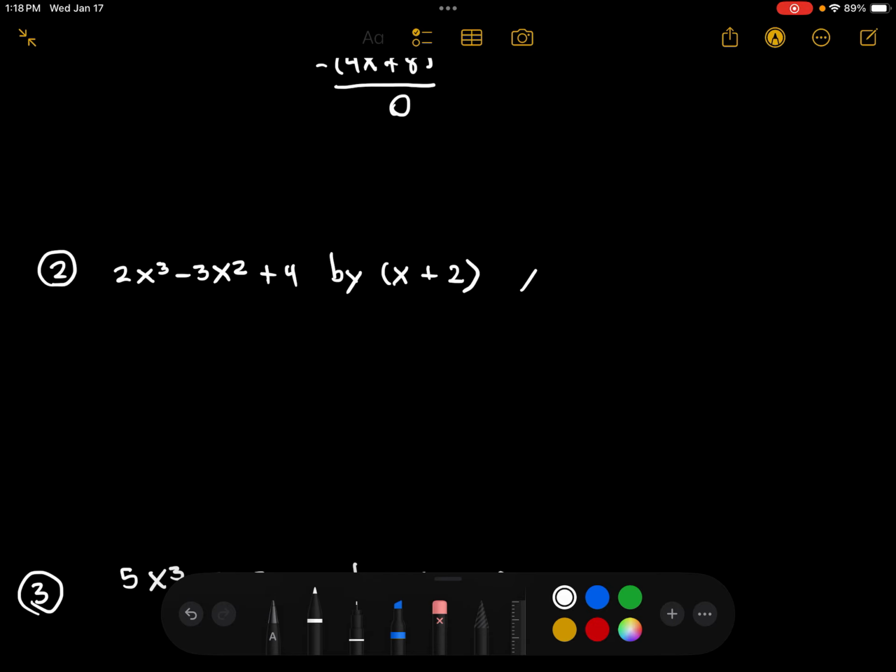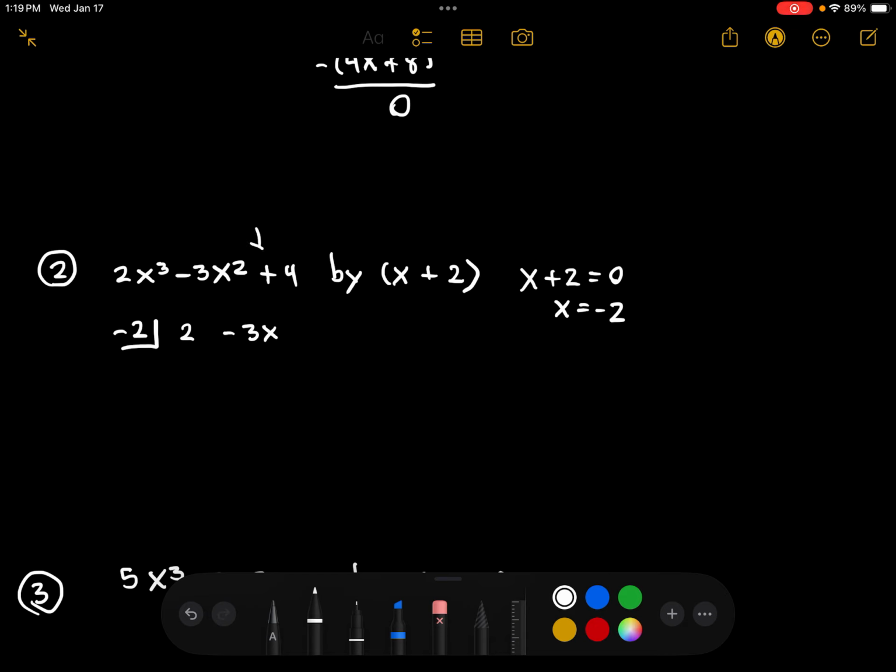Remember, for synthetic, you're going to set this factor equal to 0 and then we're going to solve. So that's going to give us a -2. All right, we're going to write the -2 on the outside. And then we have a 2x cubed. Oh, excuse me, that's not right. Just write the coefficients. Minus 3x.